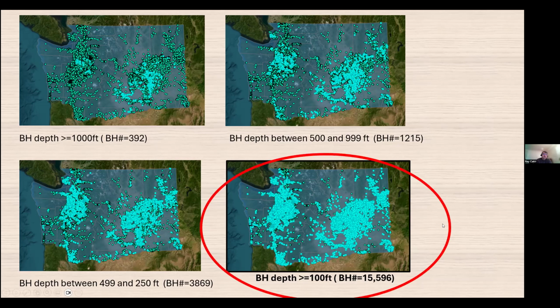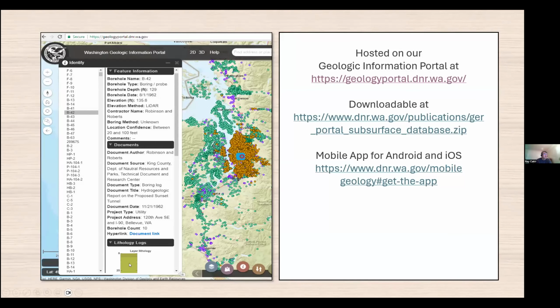So this, to me, is critical data. We put them on our portal, the Geology Information Portal of Washington State. It's public and it's downloadable. And here are the links, or you can do a search.